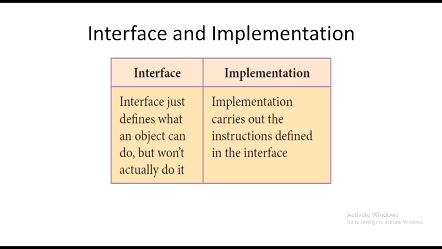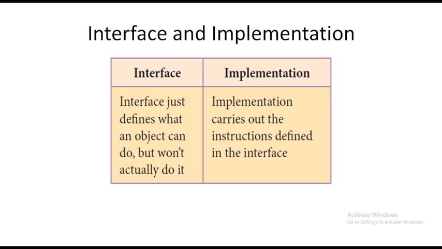And next one is the difference between interface and implementation. An interface just defines what an object can do but won't actually do it. Implementation carries out the instructions defined in the interface. The instructions defined within the interface that should be carried out are what is known as implementation.